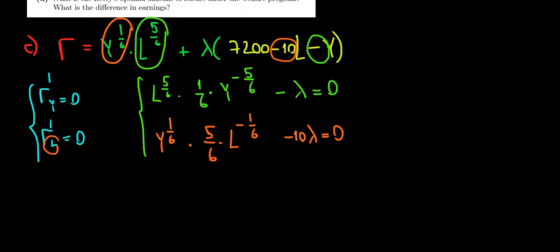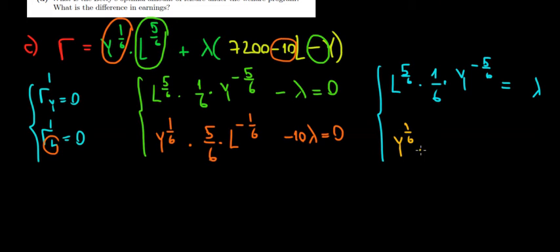Now that said, let's take the lambdas on one side because it's going to be easier to solve. So we have L to the power of 5 over 6 times 1 over 6 times y to the power of minus 5 over 6 is equal to lambda. And on the other equation, we will have y to the power of 1 over 6 multiplied with 5 over 6 multiplied with L to the power of minus 1 over 6 equals 10 lambda.